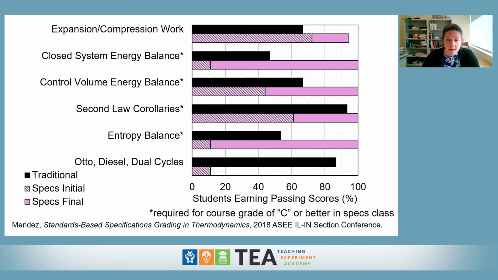On some of those targets, what I found was some of the topics we were doing toward the end of the course, like the auto, diesel, and dual cycles, is at the end of the course because it requires knowledge from a lot of the other course topics. And so you see that a lot of students in the traditional exams did pretty well on that. But then in the specs grading course, not many students passed that one. And I think it's because they were spending their time going back to those earlier topics, which they really needed to master to be able to do those more complicated problems that are applications of all the previous course content.